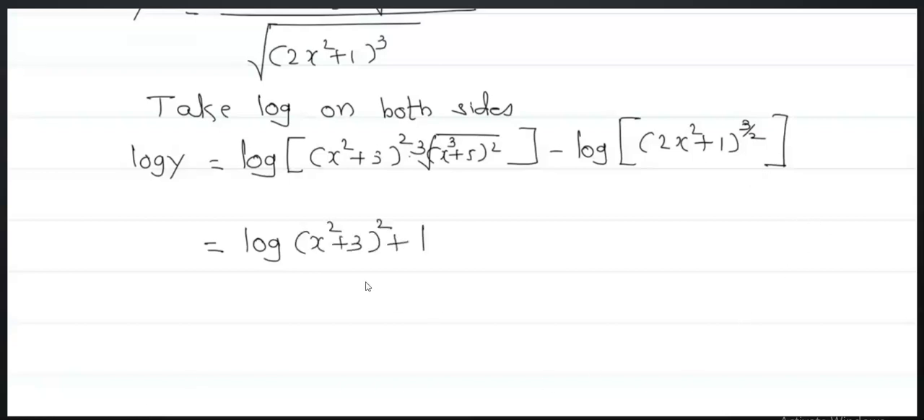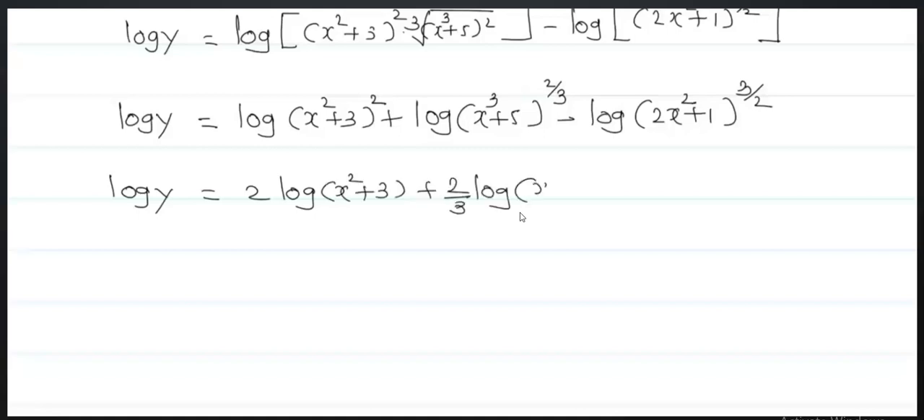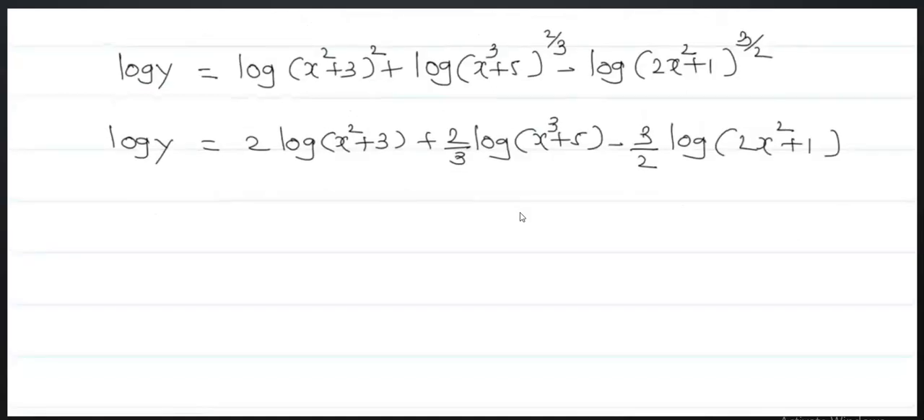Now again in simplified manner, here is a product of the two terms, therefore log of (x square plus 3) square plus log of (x cube plus 5) raised to 2 by 3 minus log of (2x square plus 1) raised to 3 by 2. That is, 2 log of (x square plus 3) plus 2 by 3 log of (x cube plus 5) minus 3 by 2 log of (2x square plus 1). Now differentiate this with respect to x.